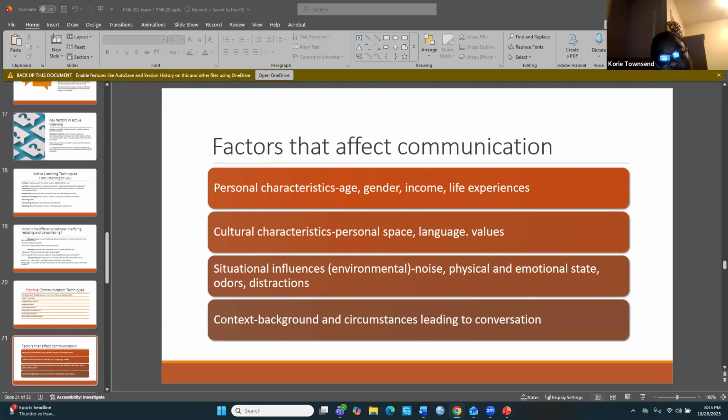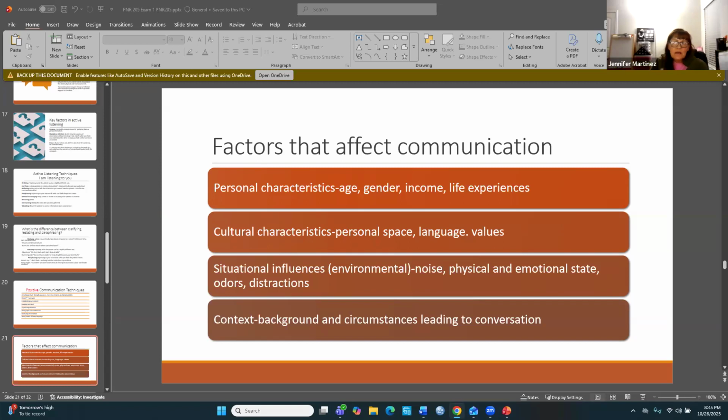Cultural characteristics: personal space, language, values. Everybody, right, has different views on personal space, 6 feet, 2 feet, 10 feet, whatever. That can be very well based off of culture. Language: are we speaking the same language, or do we need to find an interpreter to make sure that they are getting the information that they need in their native language?